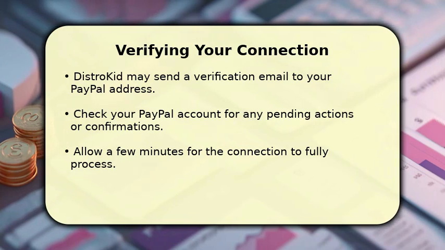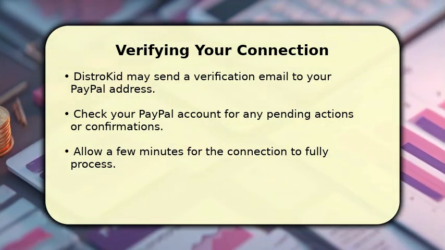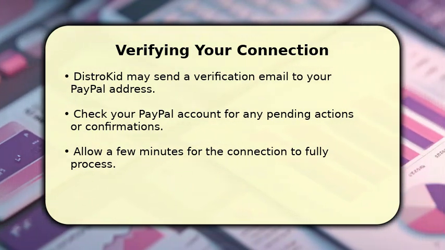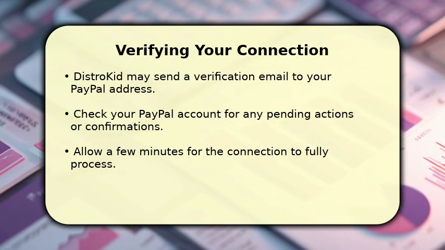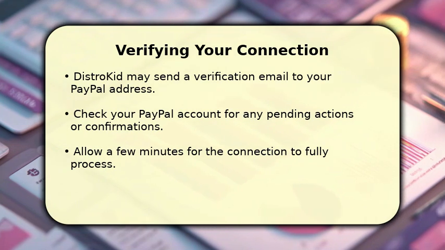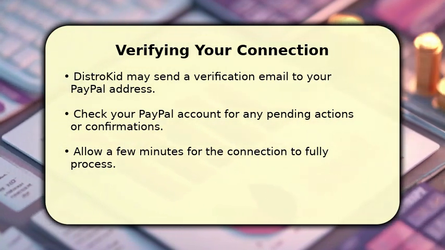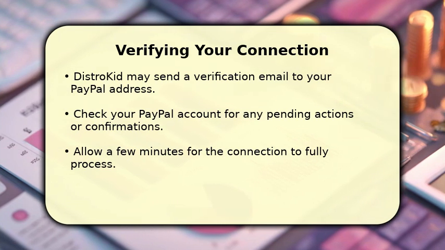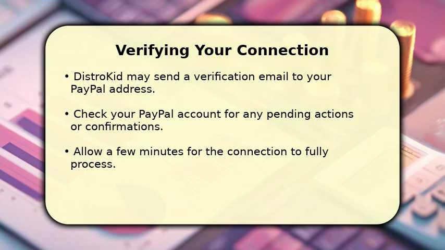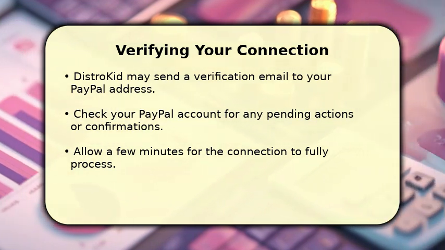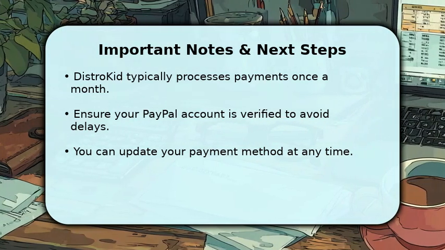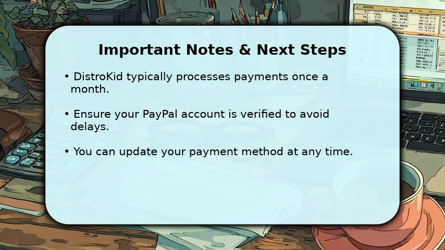Once your PayPal information is entered, DistroKid might initiate a verification step. This could involve sending a confirmation email to your PayPal address. Be sure to check your inbox, including spam folders, for any messages requiring action. Sometimes, you may need to log into your PayPal account to approve the connection or confirm details. Allow a few minutes, typically up to 5 minutes, for the system to fully process and establish the secure link between the two platforms.